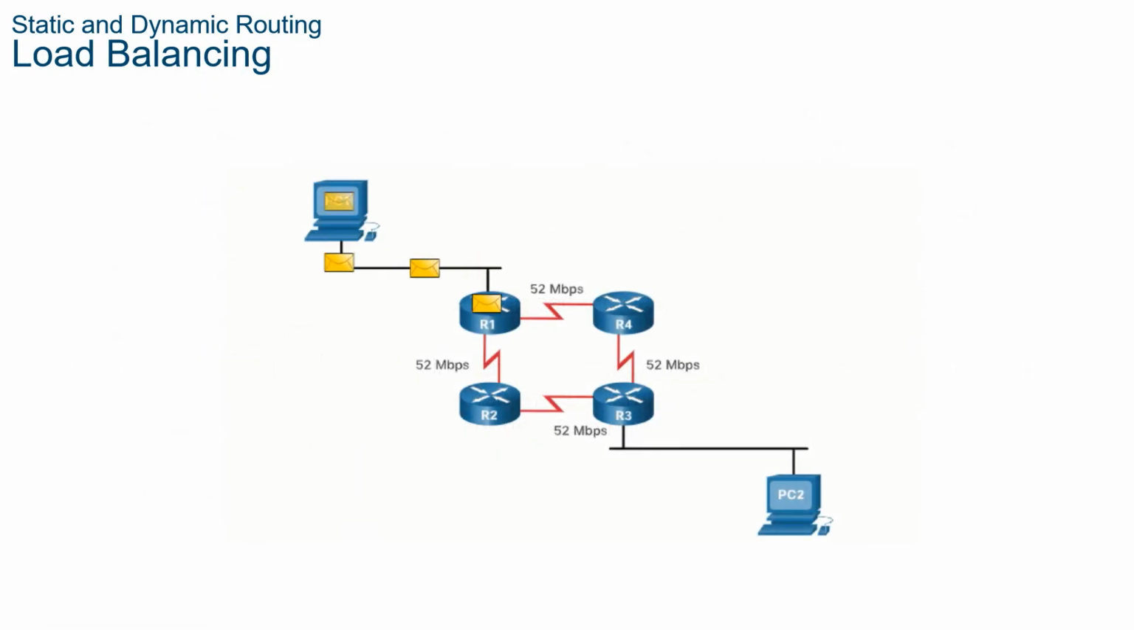Take a look at this. Our packets traverse to the same destination using different paths here. Some go on the 52 Mbps link on top, that's the first one. And some also use the 52 Mbps connection between R2 and R3. This is what you call load balancing. The routers use all the available paths to get to the destination.